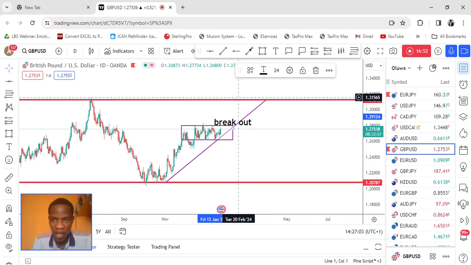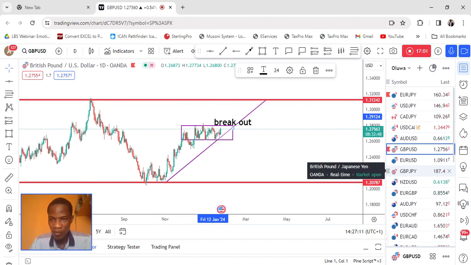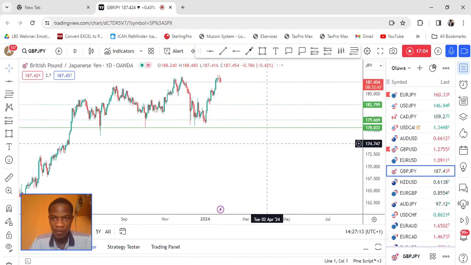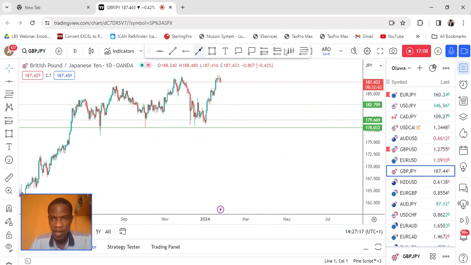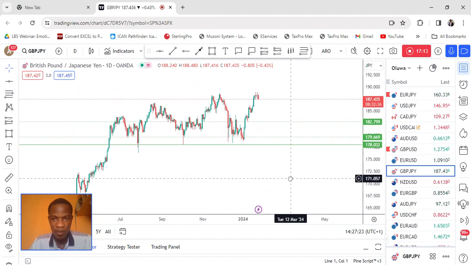So let's pick another currency pair before we call it a day today. Let's pick GBP JPY. Let me save my current chart.